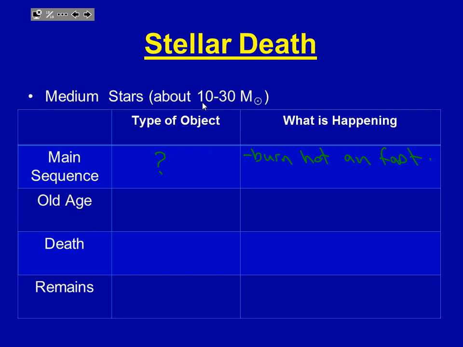All right? So larger stars do not last as long as our star because they're heavier and they burn hot and fast. All right? I said that our star is about 5 billion. These things last only a few million years. All right? They don't last very long.